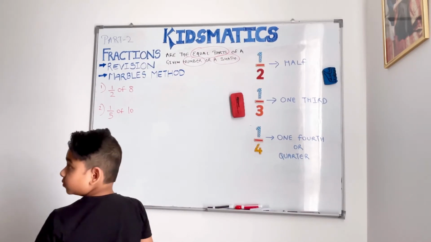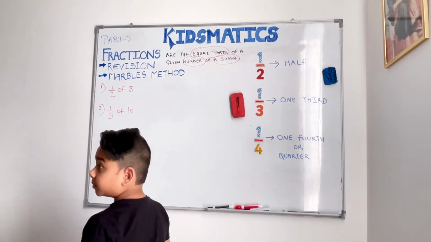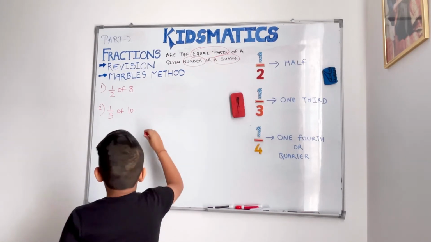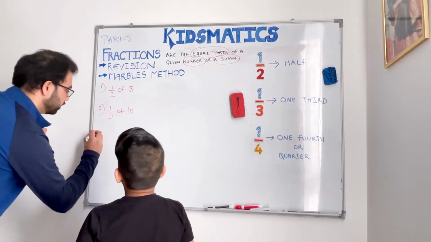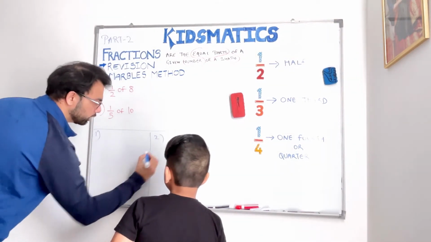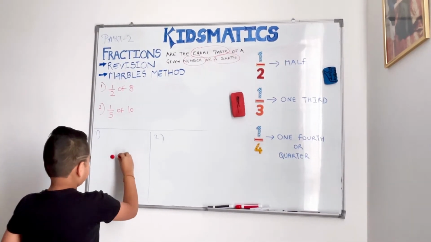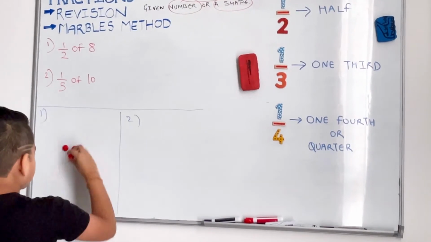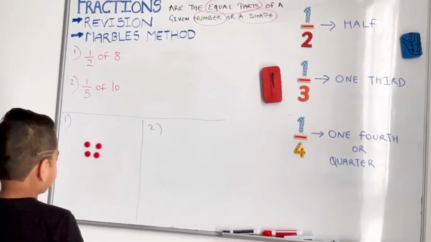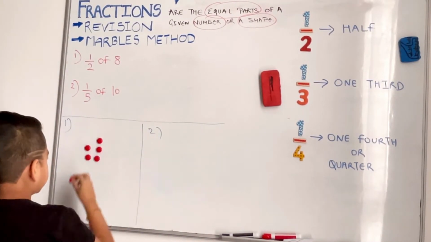So first question is 1 by 2 of 8. Okay, let's understand. What we have to divide here, we need to divide 8 in two, how many parts? 2 parts. Good. Let's do that. Okay, don't go at the top. You can do it here. You can do the first over here and the second over here. So 1, 2. Okay, good. 2 parts. So we have 4 marbles. We need to get 4 more to reach 8. Perfect. Good.